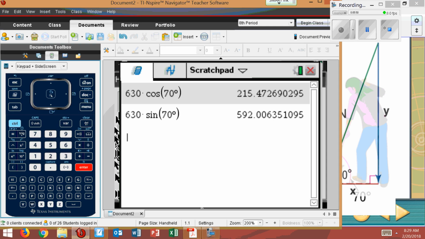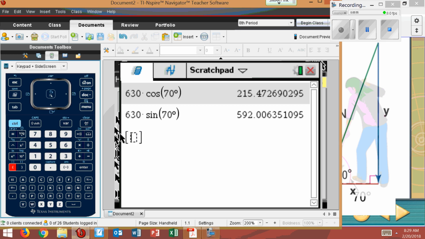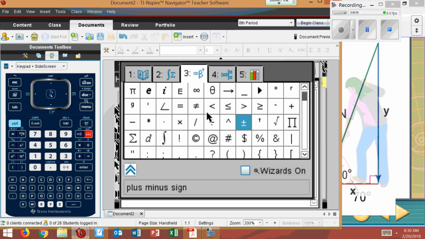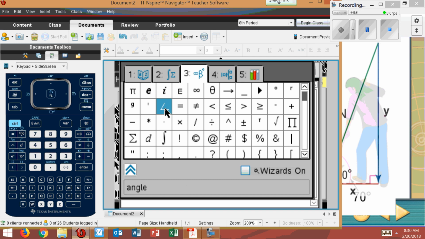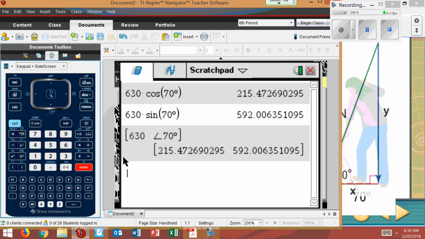So I'll go over to the calculator, and I'm going to press Control and then the parenthesis here to get that bracket. My h value is 630, and then we press a comma, and now we have to press the angle button. So come over here and you're going to press the book button. When I press this button, it should pull up, and you see here's the angle. So you'll hit that, and now we're going to put in 70 degrees. When I press enter, it should automatically change it to an x and y. And you'll see it got these same numbers, 215.47 and 592.01 when we round.